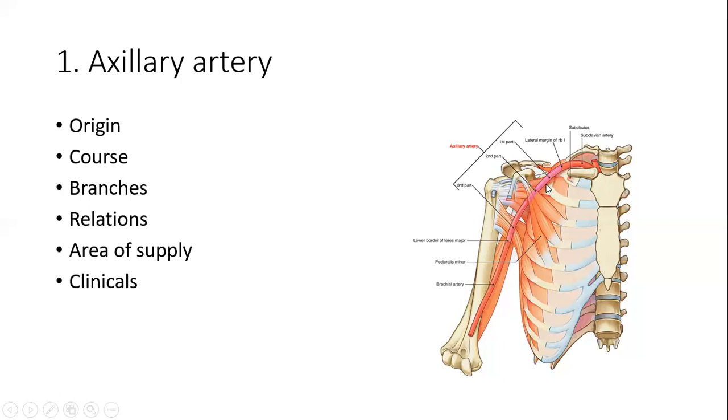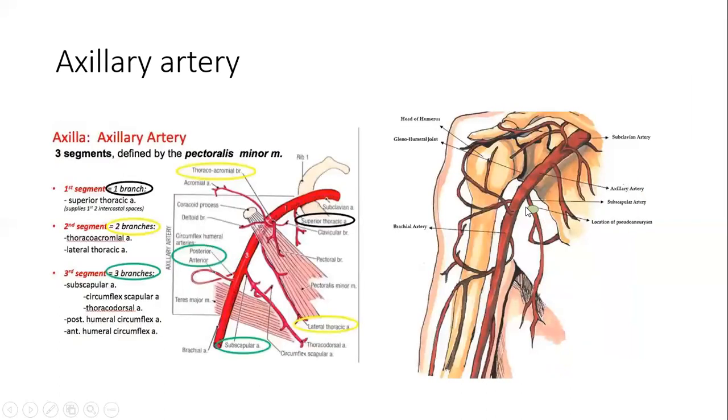Each of these three parts has its own branches. The first part, it is very simple to memorize. The first part gives off one branch, the second part gives off two branches, and the third part gives off three branches. The first part gives the superior thoracic artery, which supplies the upper intercostal spaces in the thoracic region.